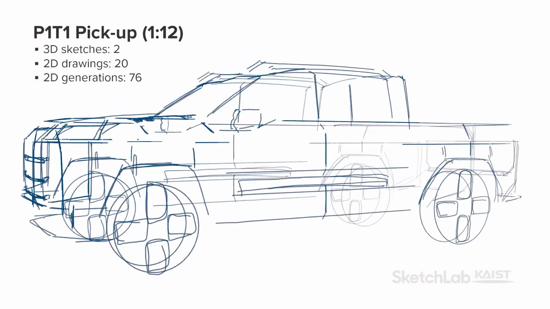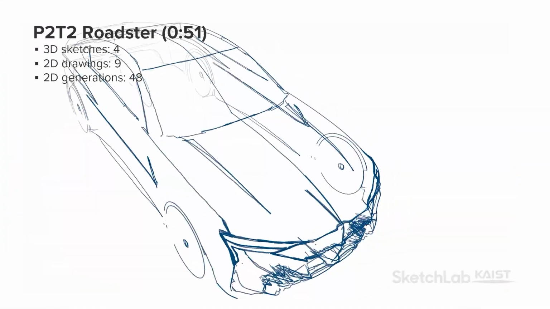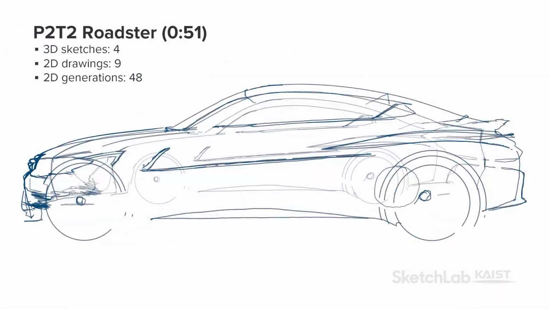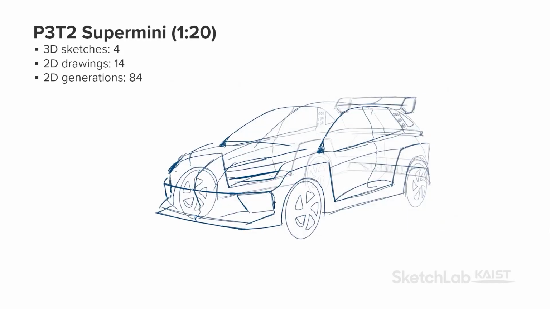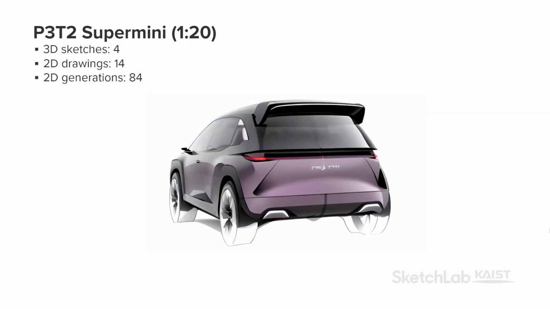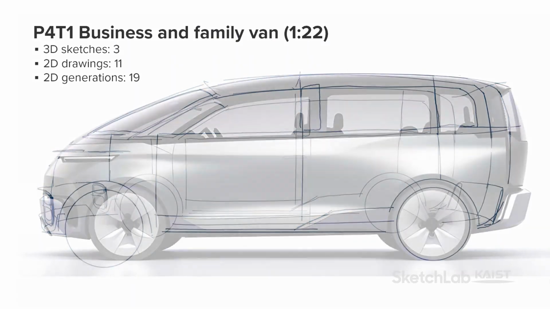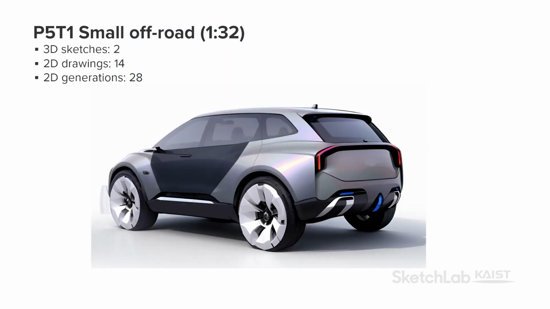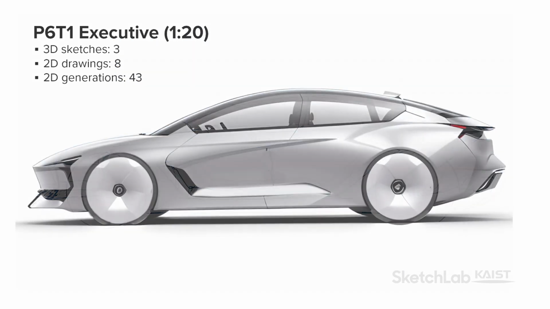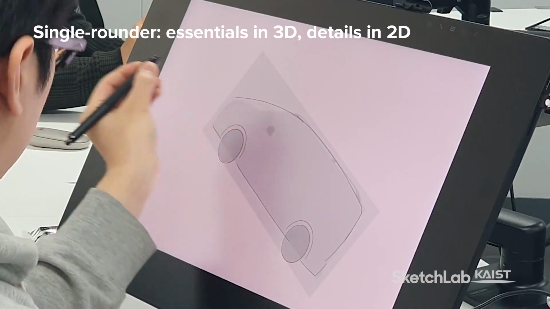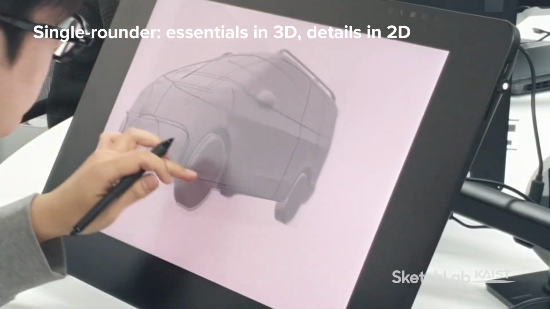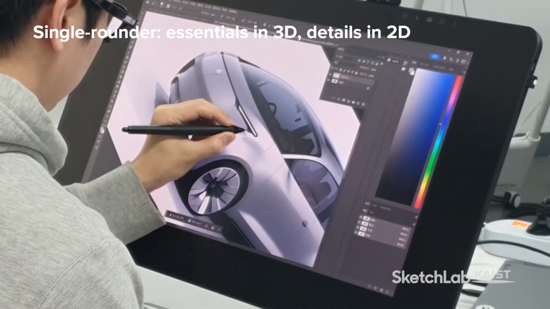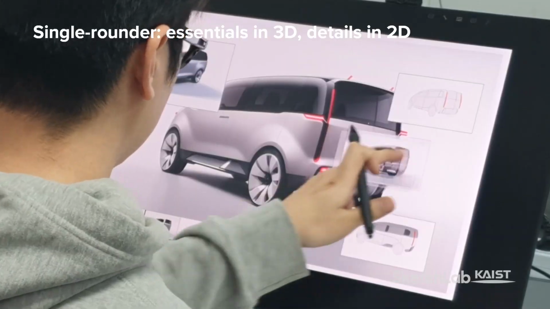Using our system, the designers produced refined 3D sketches and high-quality, view-consistent rendering sets in an average of 1 hour and 20 minutes, approximately 4 to 5 times faster than conventional methods. The designers used 3D sketching to express core forms and retain creative control over AI, developing their designs through 3 distinct patterns. The first was the single rounder, where they established the main forms through 3D sketching and added details through iterative 2D drawing and generation.